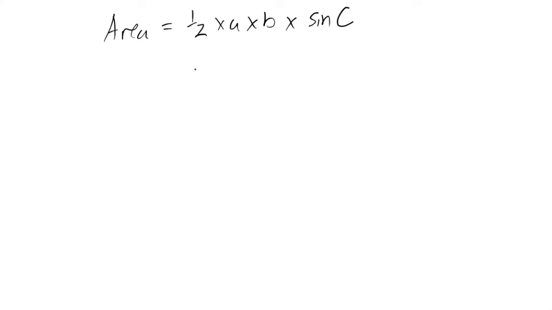Now, if I were to draw an example triangle, side A might be here, side B might be here, and angle C would have to be in between these two sides. And that's as simple as the formula is. Now, let's go through an example in which we use this formula.